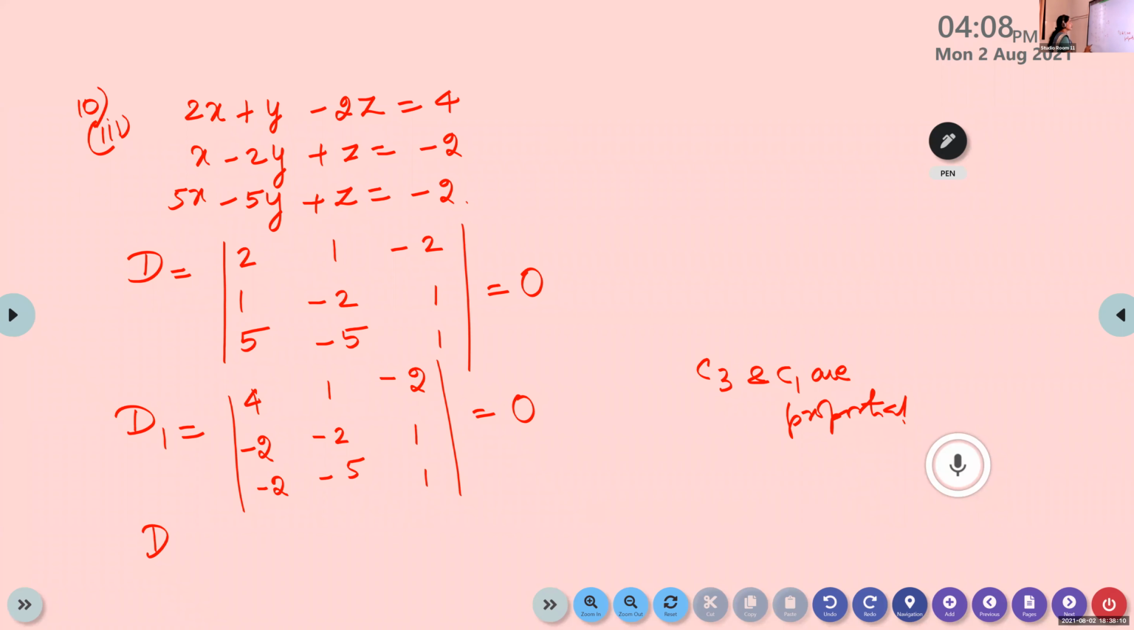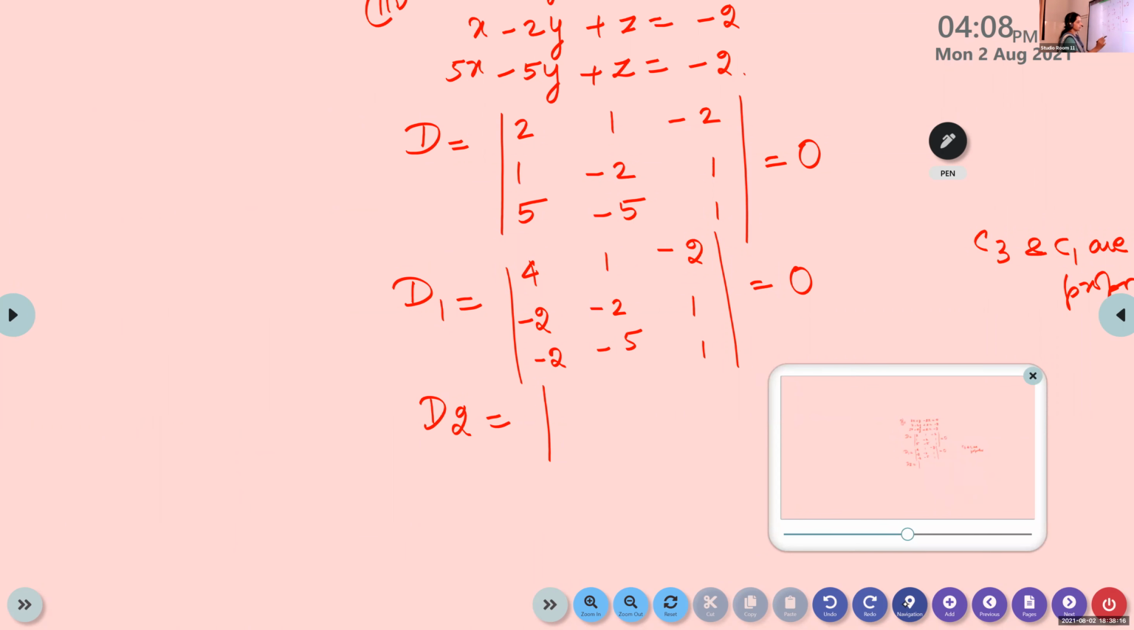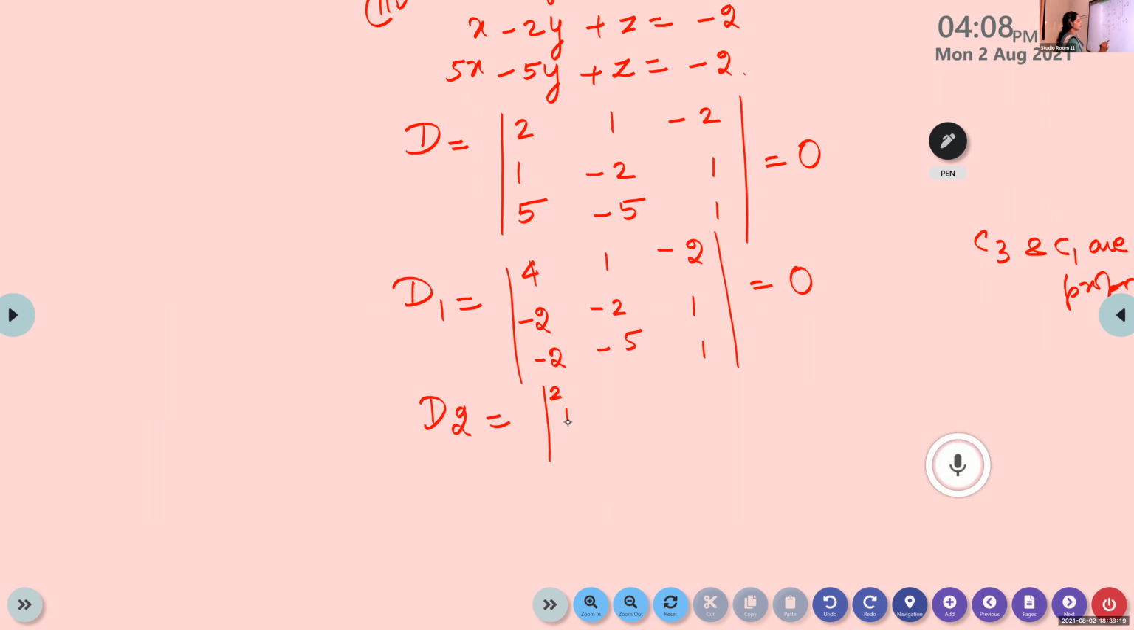Similarly, find out what is D2. D2 is the determinant. The first column is same. Second column, we write with the constants, then the third column minus 2, 1, 1. What about D2? Here also you will get proportional, isn't it? Are you getting that as proportional? So D2 will become 0.